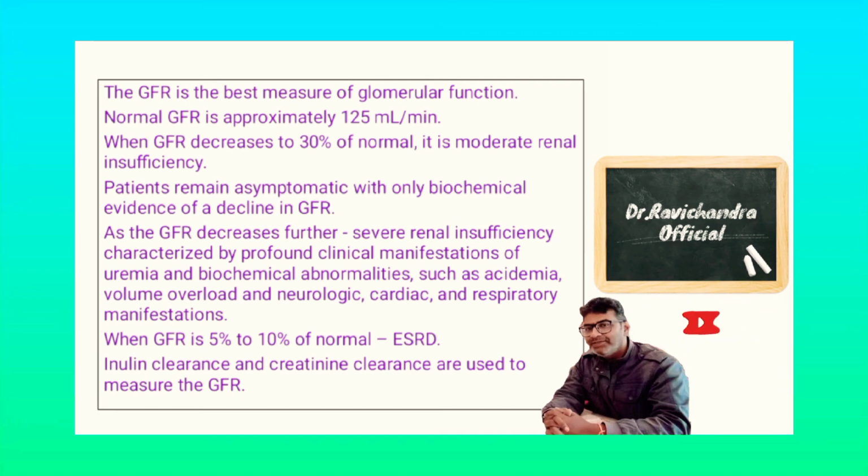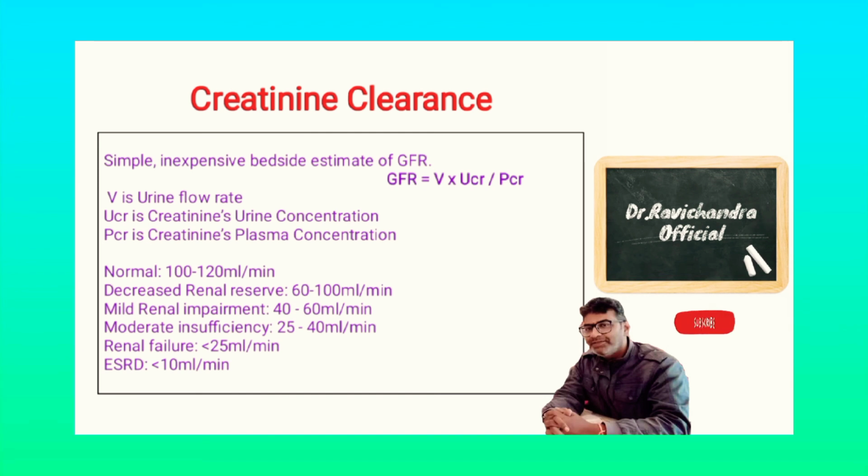Inulin clearance and creatinine clearance are used to measure the glomerular filtration rate. Creatinine clearance is a simple, inexpensive bedside estimation of the glomerular filtration rate. Glomerular filtration rate is equal to the urine flow rate V into the creatinine urine concentration UCR divided by the creatinine plasma concentration or PCR. GFR is equal to V into U creatinine by P creatinine.